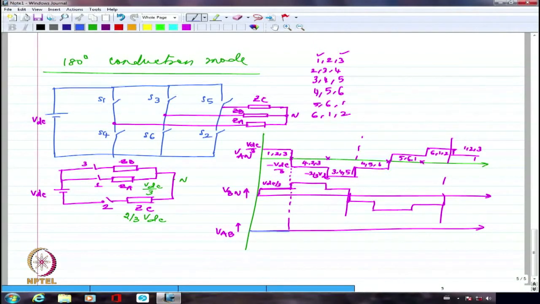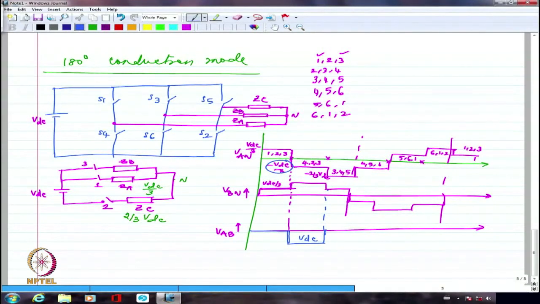After that, I have minus 2 by 3 VDC and this is plus 2 by 3 VDC. So 2 by 3 minus 2 by 3 minus 2 by 3 minus 4 by 3 VDC we'll get. Isn't it? I hope this will be minus VDC because this is minus VDC by 3 minus 2 by 3 VDC. This is VDC itself.